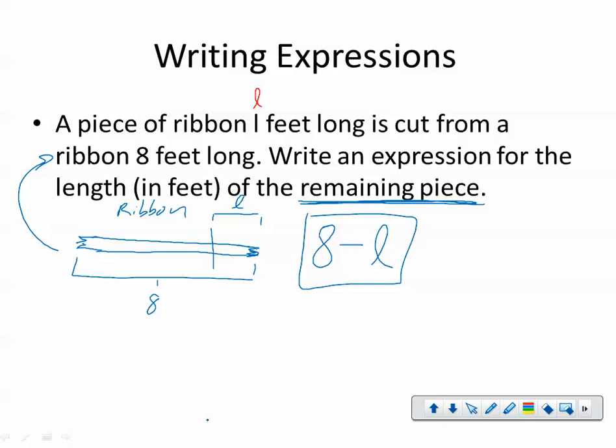We're cutting off L amount from the ribbon. And that's all I need to do. Now, in the future, we might ask some follow-up questions like, I cut off 1 foot, how much is left? And then you'd plug in 1 and say 7 is left. But we're not doing that right now. We're just getting practice writing the expressions, converting things.